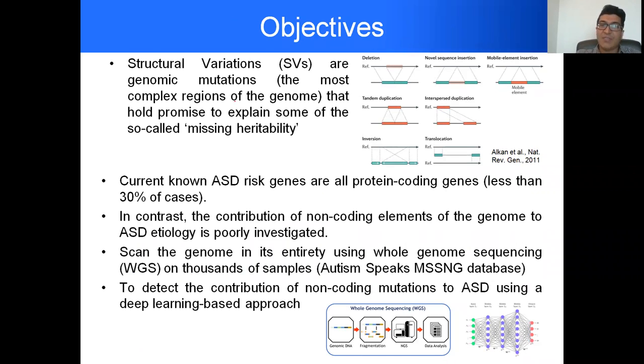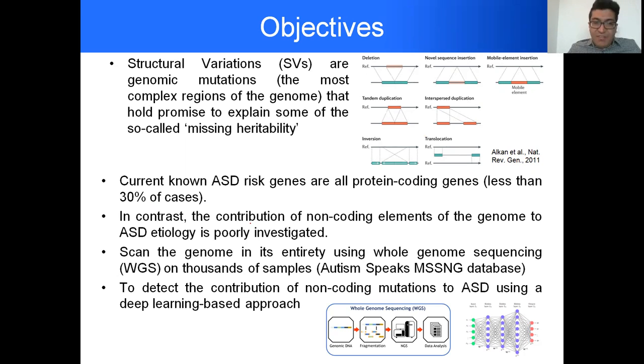Structural variations, or SVs, are a type of genomic mutation, and they have different kinds, but suffice to say they are the most complex regions of the genome, and we are hopeful that they can explain some of the mentioned missing heritability. Currently known ASD risk genes are all protein coding genes, and it is estimated that they account for less than 30% of cases. However, the vast majority of identified mutations reside in non-coding regions, and little is known about their contribution, either transcriptional or post-transcriptional, to ASD.